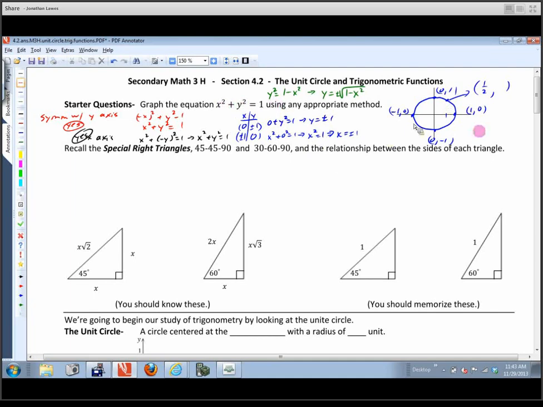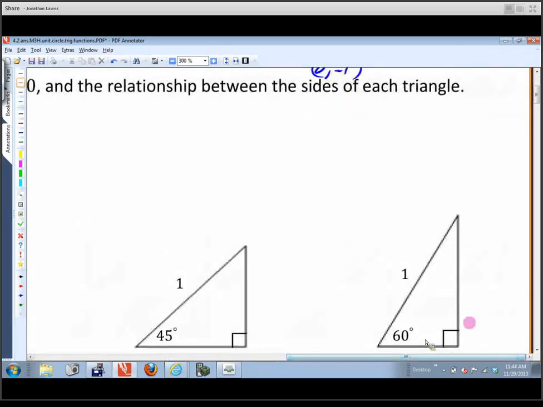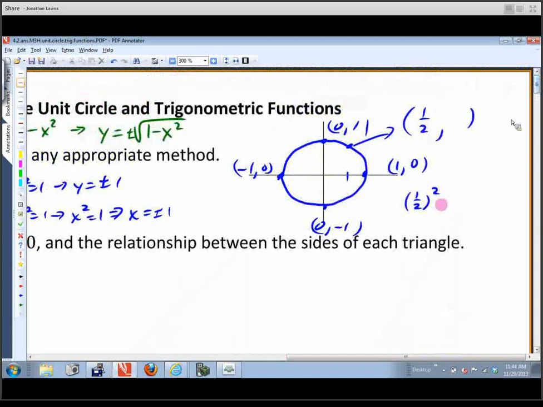So if I do that, I get 1/2 squared, and I'm going to zoom in here so we've got a little extra room to work, plus y squared equals 1. Well, this would be 1/4 plus y squared equals 1. So if I move that to the other side, that would be y squared equals 1 minus 1/4. So that would be y squared equals 3/4.